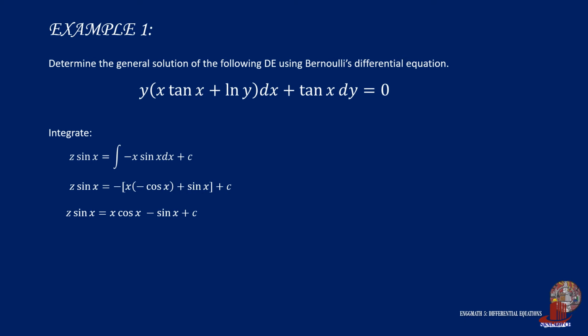x plus c. Then revert back the substitution where we use z as ln of y. Then we get sine of x times ln y is equal to x cosine x minus sine x plus c, and this is the general solution for the given differential equation.